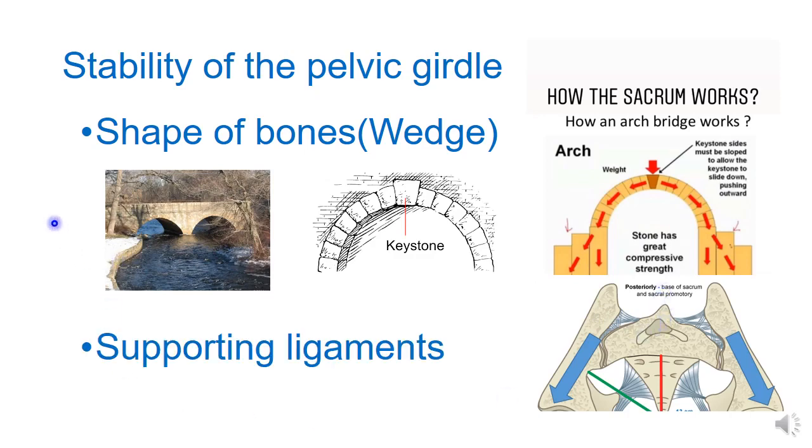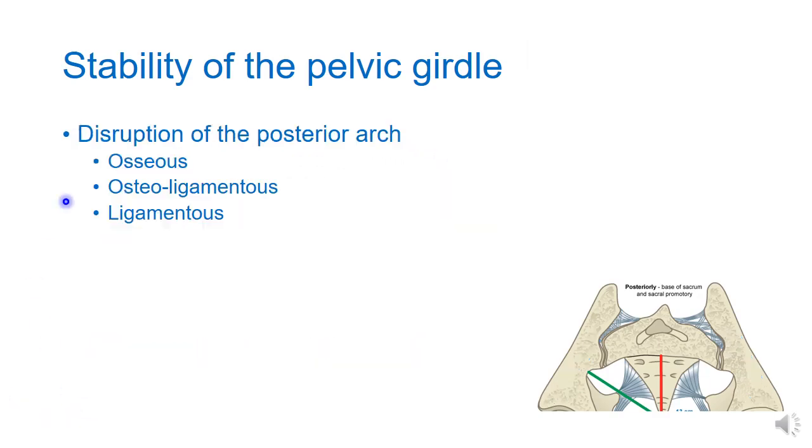So the two factors responsible for the stability of the bony girdle again are the shape of the bones, the wedge shape of the sacrum, and the supporting ligaments. If the disruption occurred in this posterior arch, either osseous or bony disruption like sacral fracture, iliac wing fracture, or osteoligamentous like dislocation of this joint together with fracture of a part of the bone, or a pure ligamentous disruption, all these three factors can contribute to instability of the pelvis after injury.